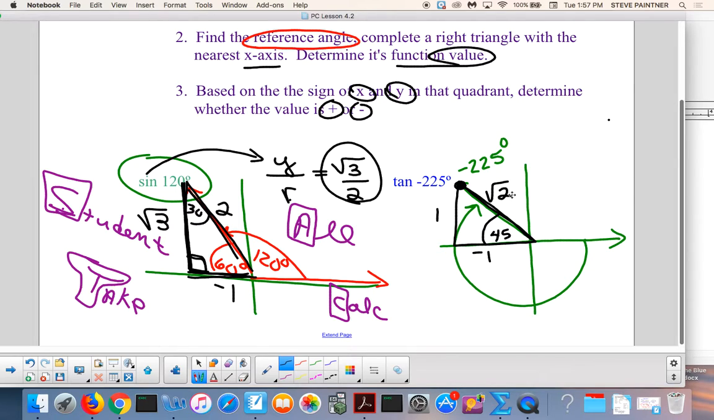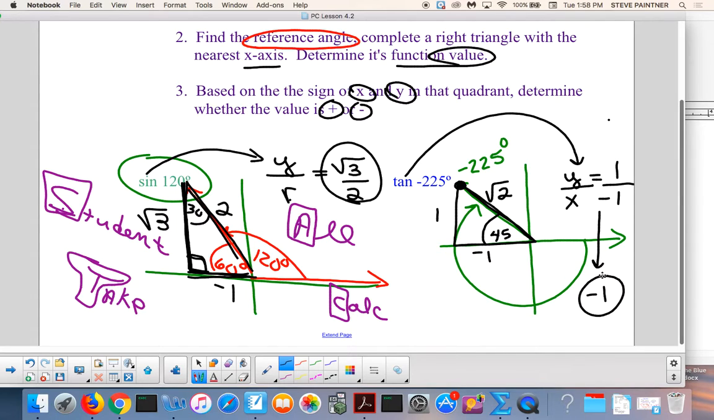Square root of 2. Okay, you know what we want? We want tangent. Tangent is what over what? It's y over x. Gotcha. Your y value is 1. Your x value is? Your answer is? Ah, the answer is negative 1. Yes, no, yes, sort of, kind of.